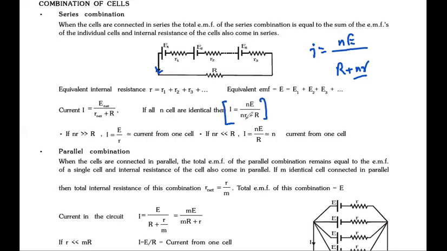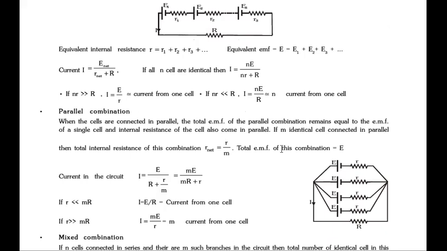Now, if this value r is very, very less than capital R, which is also called the load resistance, then you can just ignore NR. The formula would be I is equal to NE by R. That is again the approximation when r is very small.